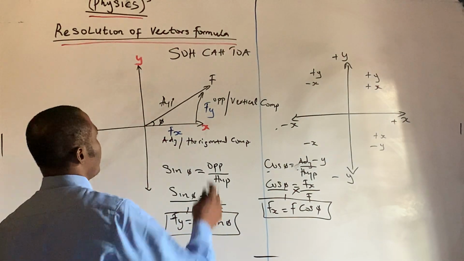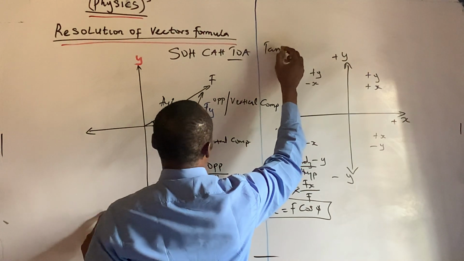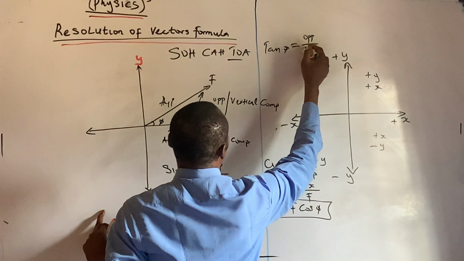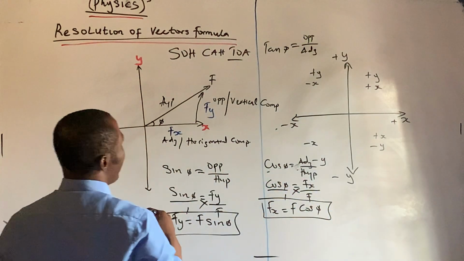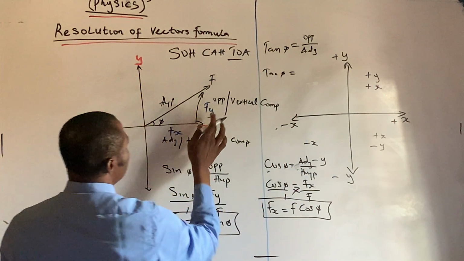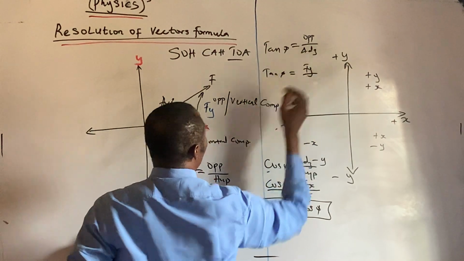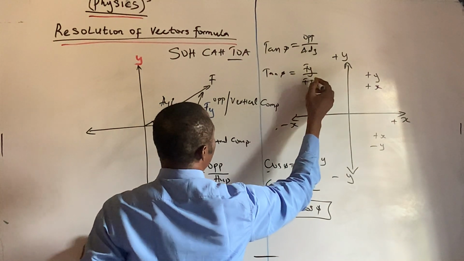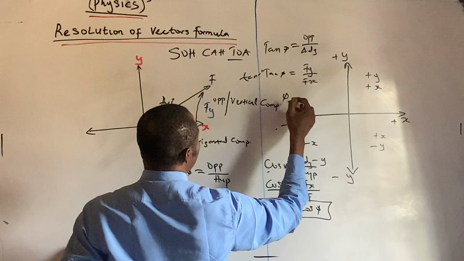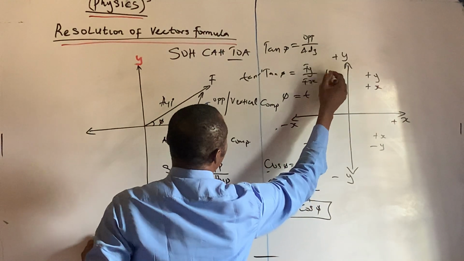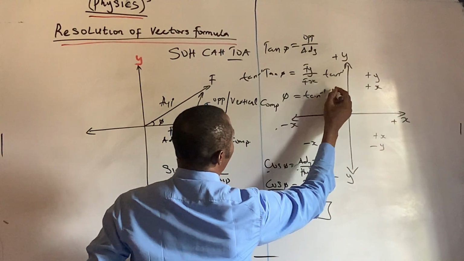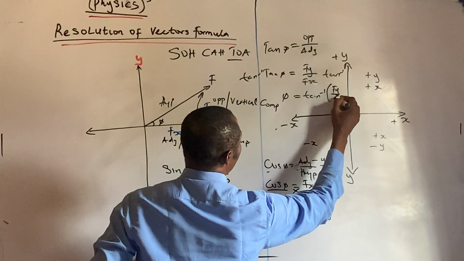Now, what of the direction? For the tan, that's what we use to find the direction. Tan theta is equal to the opposite over the adjacent. Where is the opposite? It is f of y. Where is the adjacent? Adjacent is f of x. If you take the tan inverse on both sides, theta will be equal to tan inverse of f of y over f of x.